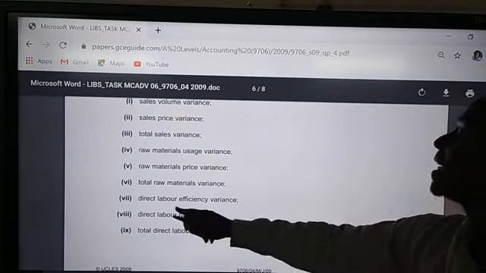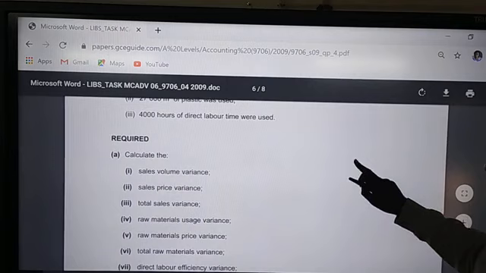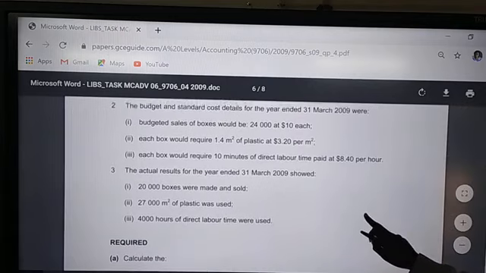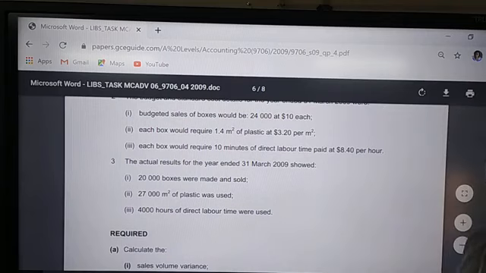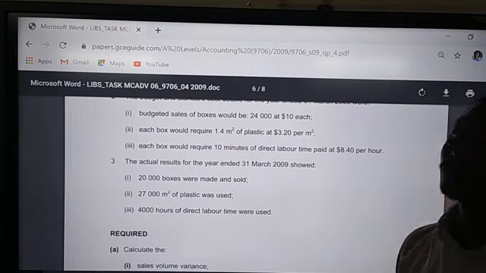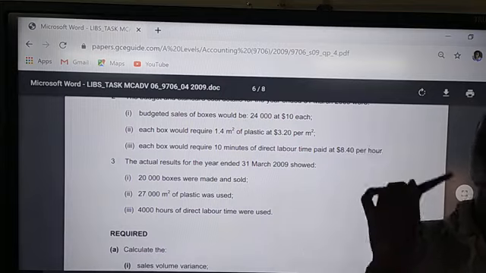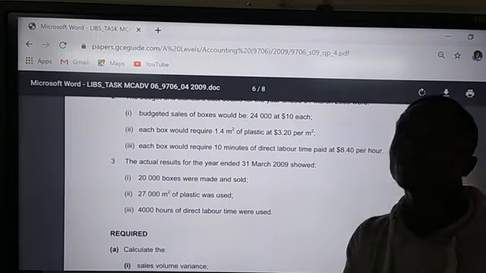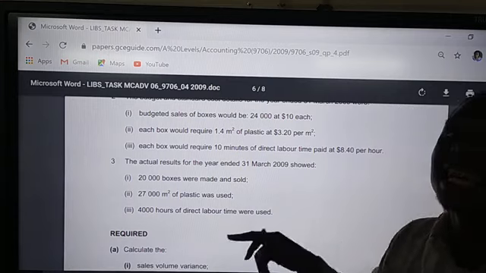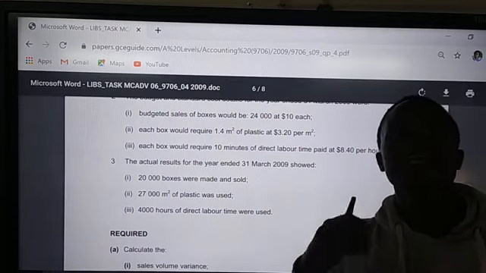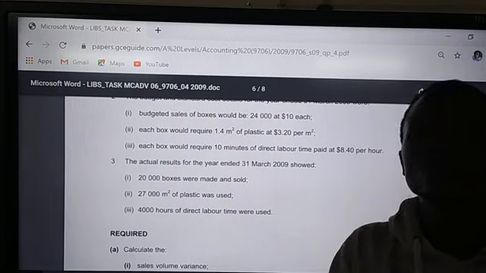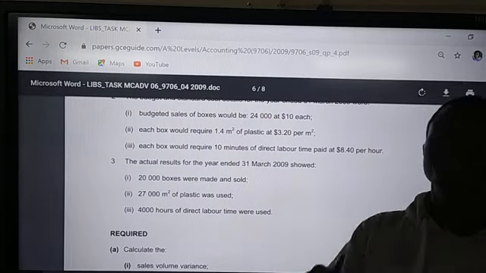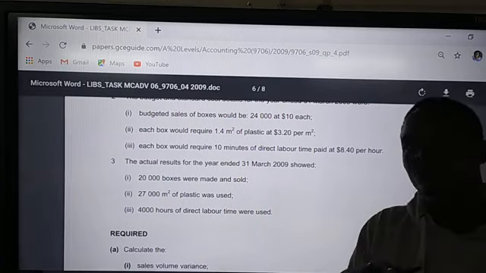If you want to calculate direct labor efficiency, the formula is standard hours minus actual hours. But remember, our budgeted output differs from the actual output. So the budget must be flexed to produce one for the actual output. To calculate our standard hours, you say budgeted hours to produce 1 unit times the actual units produced. It gives you your standard hours. That's what you call flexing a budget.